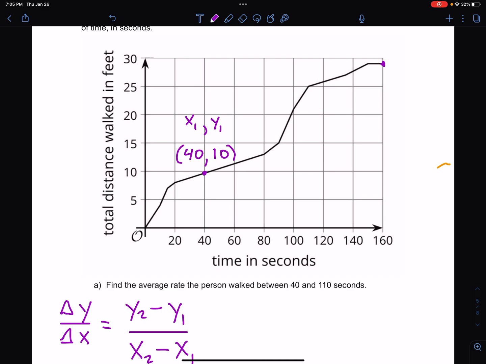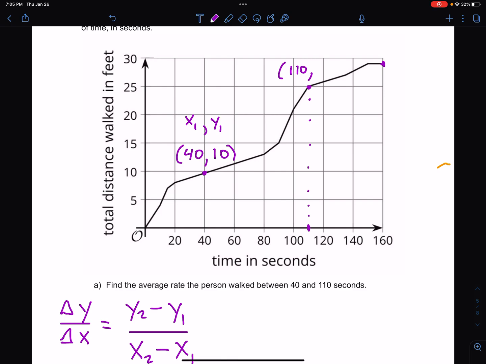Now, what about x sub 2, y sub 2? Our second point, they're asking about 110 seconds. So notice 110 is not labeled on my axis, but I'm not going to freak out. I'm just going to think, hey, 110 is halfway between 100 and 120. So I kind of trace up to my graph. Let's say right there. That's a nice even number after 110 seconds.